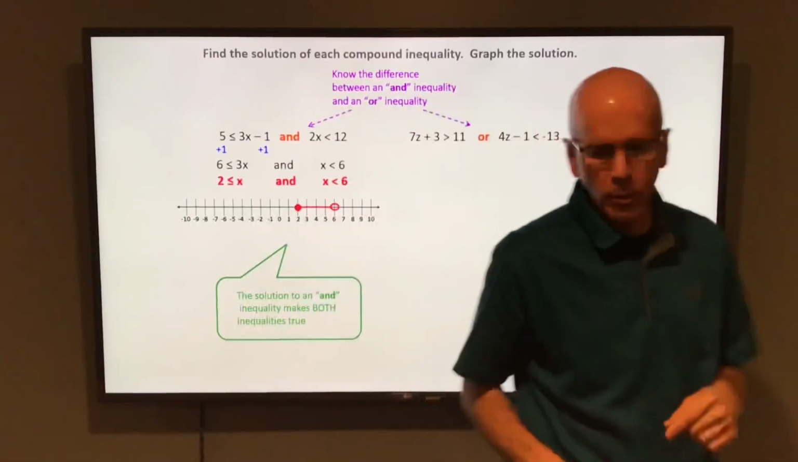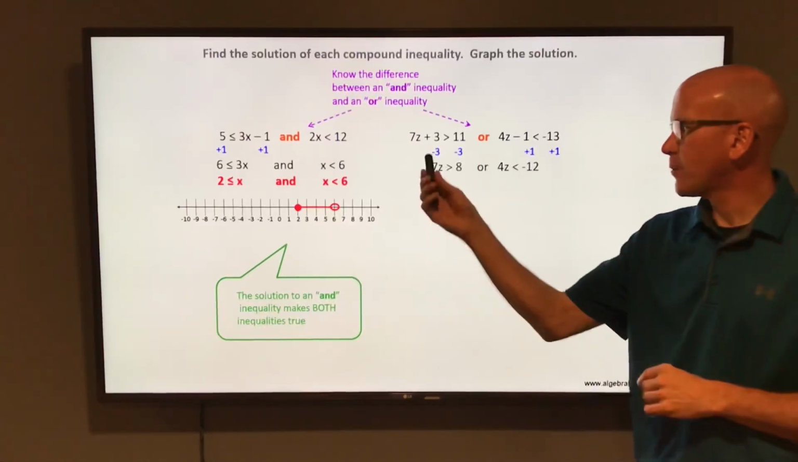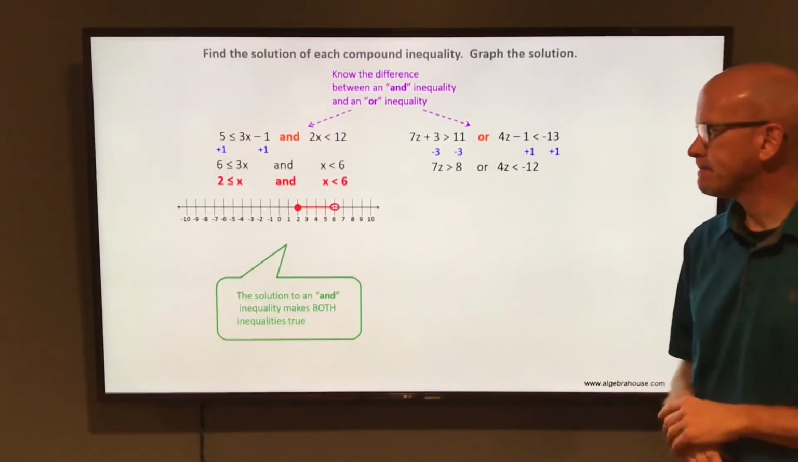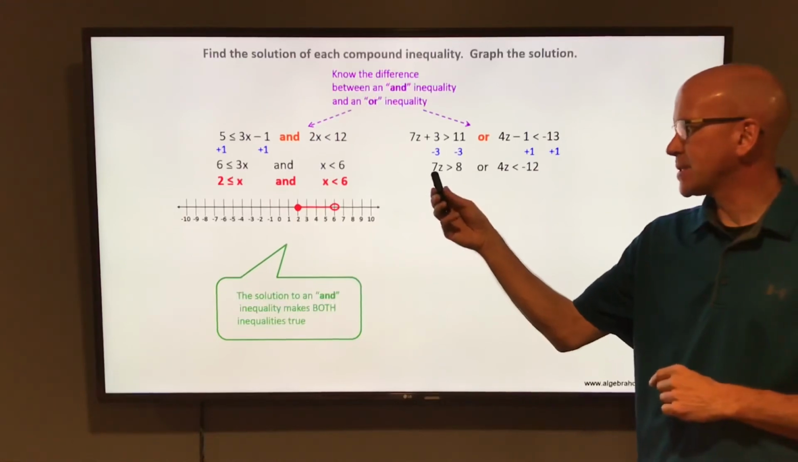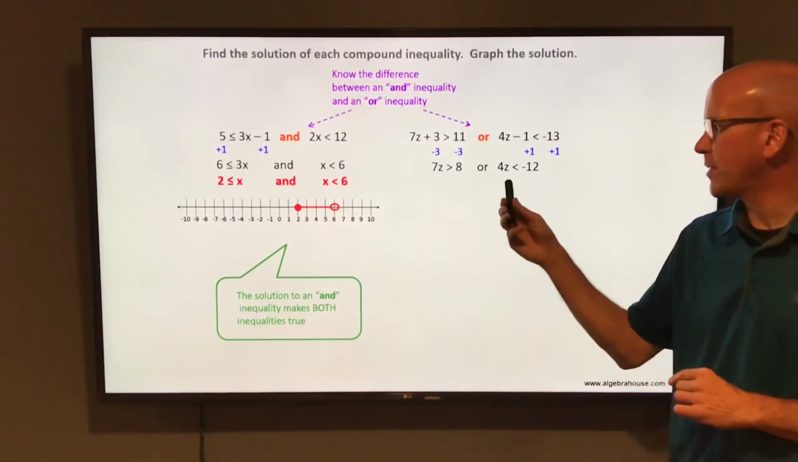Now for the or inequality, take each one and solve each one individually. In this first one, subtract 3 from each side. You have 7z is greater than 8. In the second inequality, add 1 to both sides. 4z is less than negative 12.